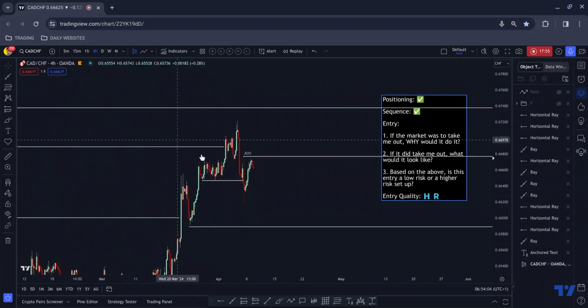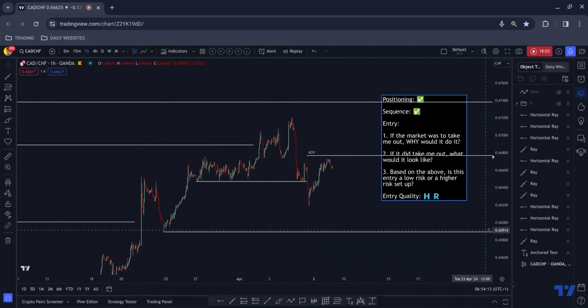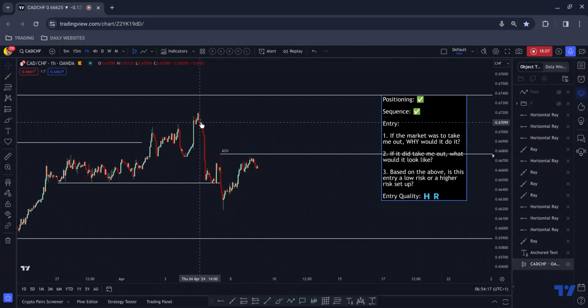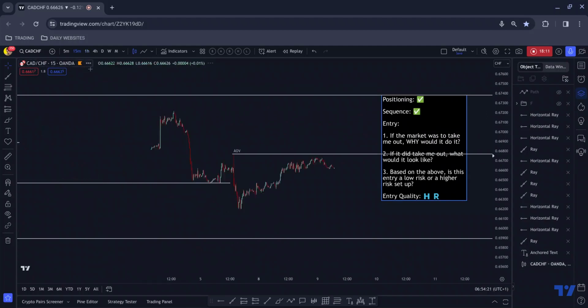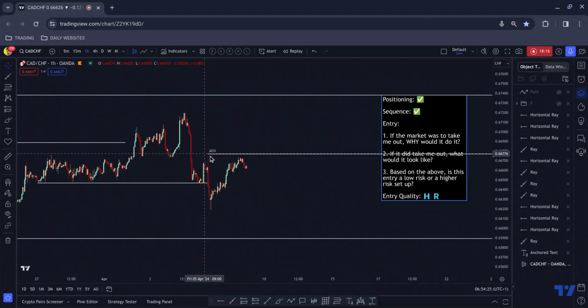Am I well positioned on the lower time frame? Well, yes, I can see this on the 4-hour chart. Little tap above here, move to the downside. What does the sequence look like? Well, the sequence looks healthy to me. We have this little tight correction here, which doesn't pull back more than 50% of the initial move. You can see that more clearly on the 15-minute chart. We have this correction here, which doesn't pull back more than about 50%.